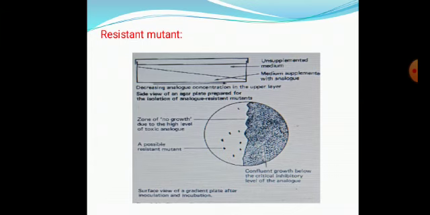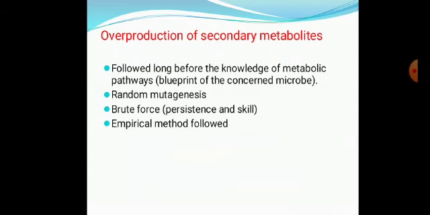I hope you have understood the concept. You can just go through it, and you will be clear with the concept. With this, we are completing overproduction of primary metabolites. As I told you, this is a huge topic. The first unit is very important.